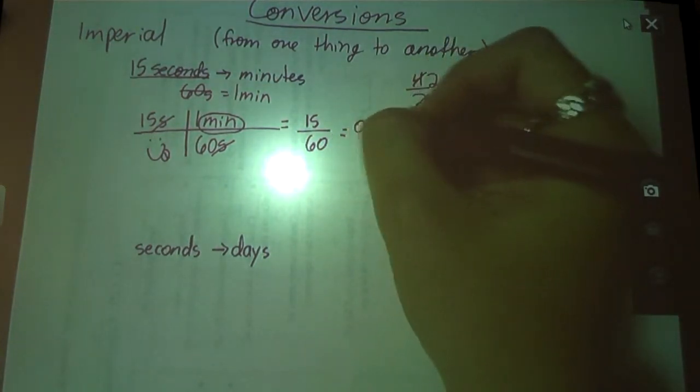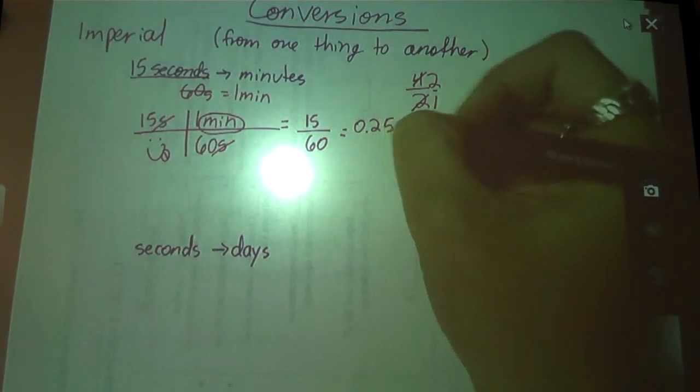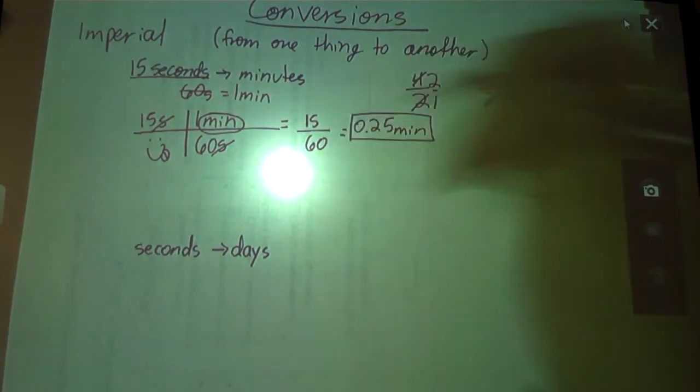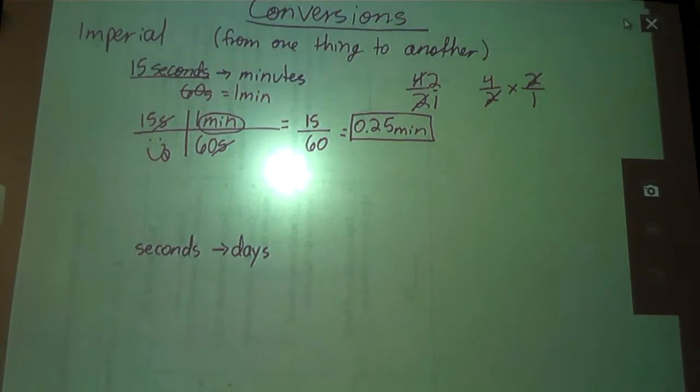That gives me 0.25 minutes for my answer. And that should make sense. 15 seconds is about a quarter of a minute, so double check your answers. Always temper them with a little bit of logic.